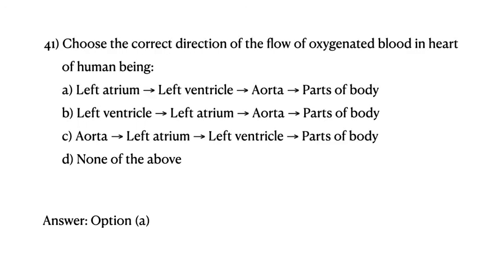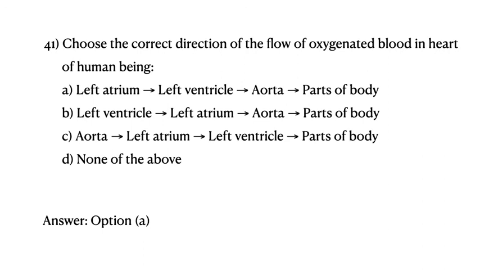Question number 41. Choose the correct direction of the flow of oxygenated blood in heart of human being. Option A, left atrium to left ventricle to aorta to parts of the body. B, left ventricle to left atrium to aorta parts of the body. Option C, aorta to left atrium to left ventricle to parts of the body. D, none of the above.